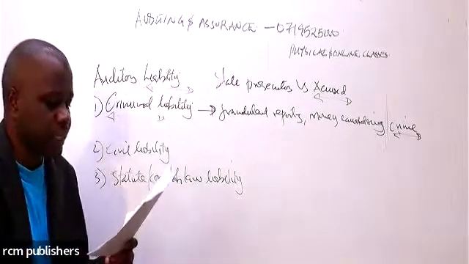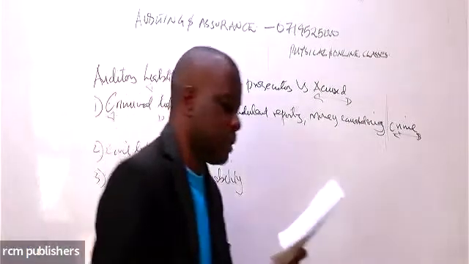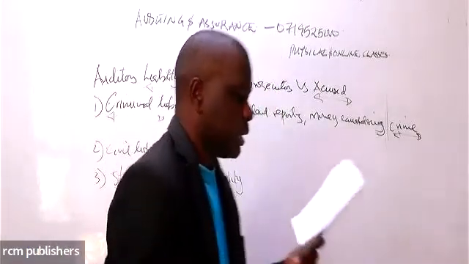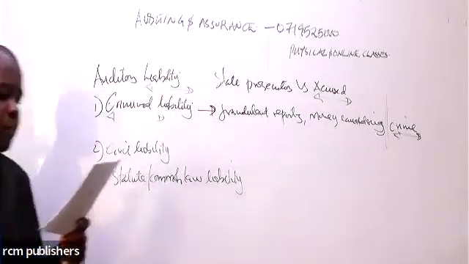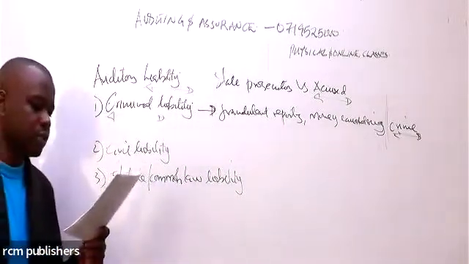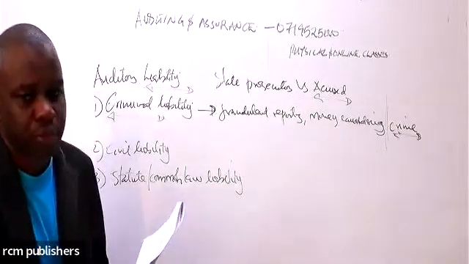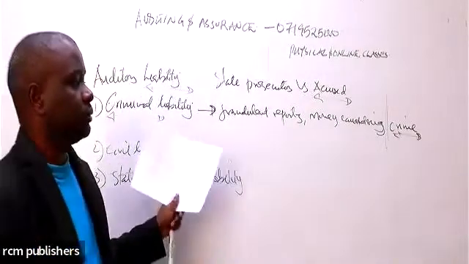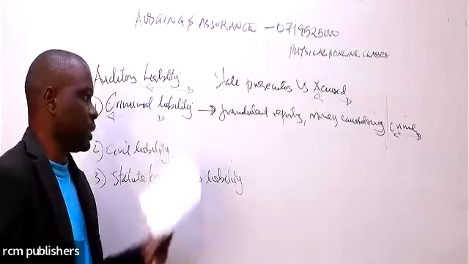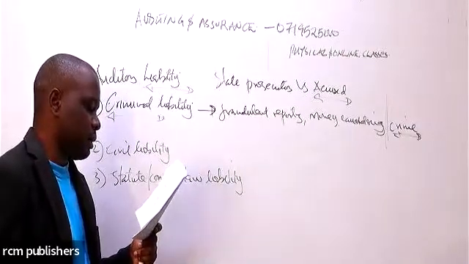So where the auditor mutilates, destroys, or alters any part of the client's books of accounts or other information with the intention to cover up what? Fraud. So he destroys the documents or books of accounts so that he can conceal a fraud. So that is also, in this case, a crime.